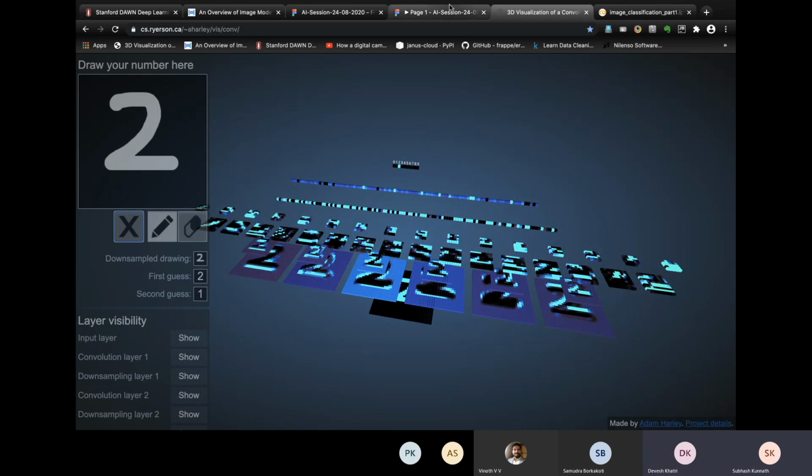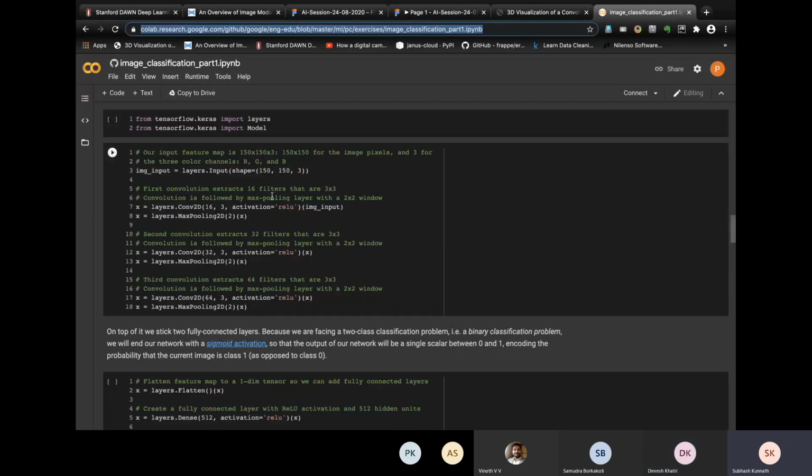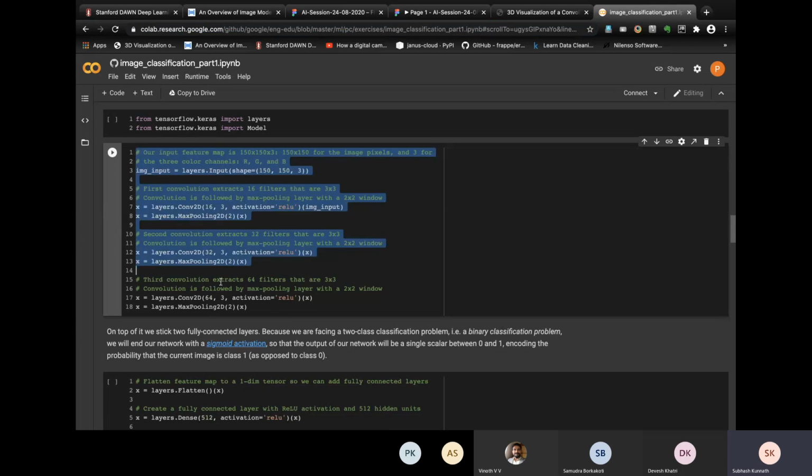Okay, then let's get back here, and you can see how this kind of neural network is implemented in code. At this part, there are ways to add layers. The input layer is 150 by 150 with three channels, RGB, and you add a convolutional 2D layer with 16 filters.